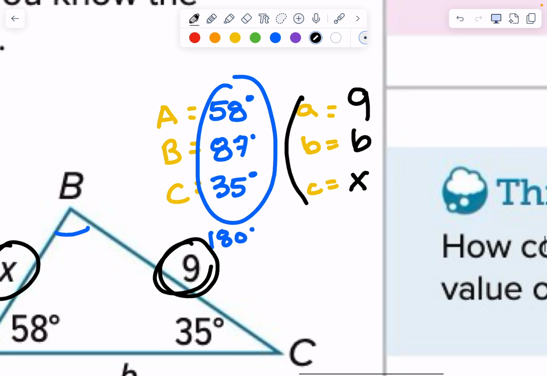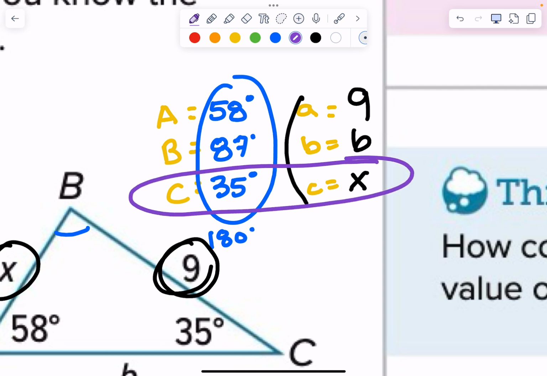Now, they want us to solve for X. In order to be able to solve for X, I have to use this whole set right here. And which other set do I want to use? I want to use the A's because I know all the A's. I don't know what little b is, so I'm going to use A and C.